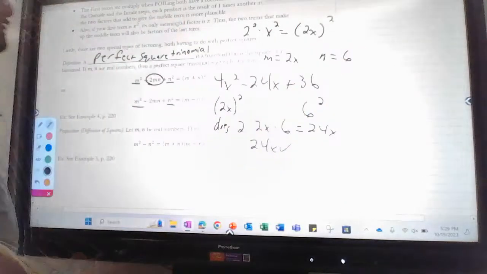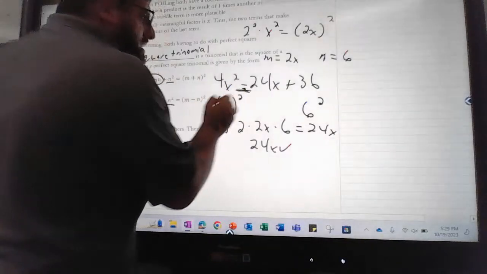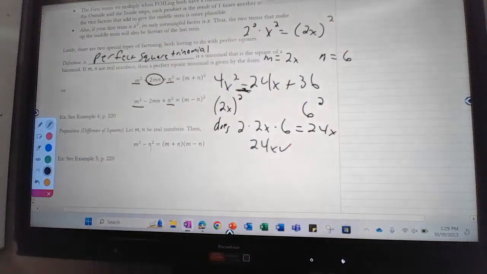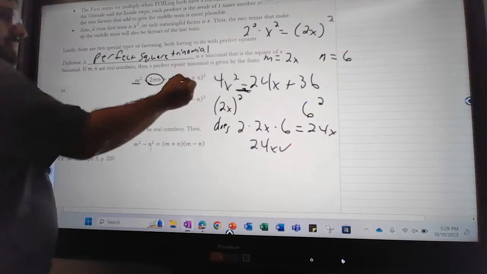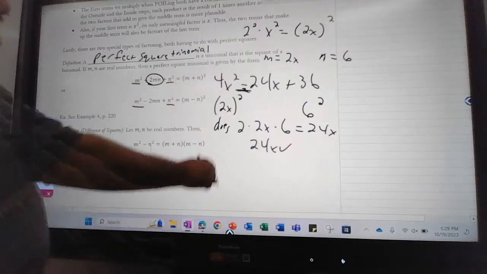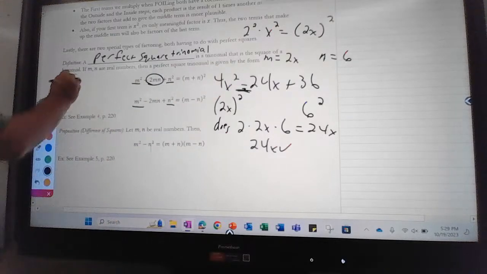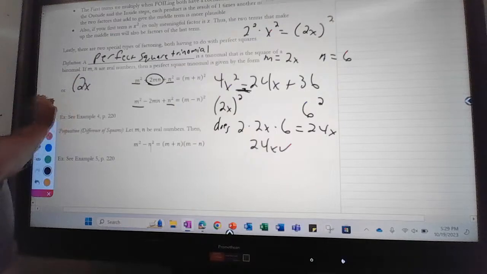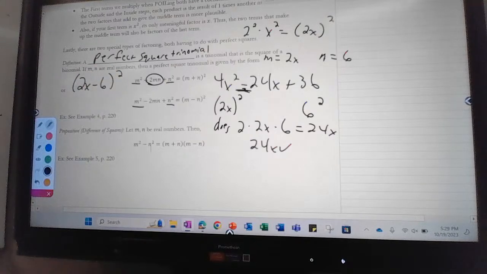Now, do I add or do I subtract? Well, that all has to do with this first sign right here. That first sign determines whether or not you have a plus or a minus in your factored form. Here I have a minus, so that means I'm going to subtract. So my factored form ends up being 2x minus 6 squared. Okay.